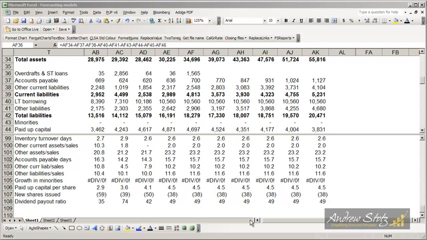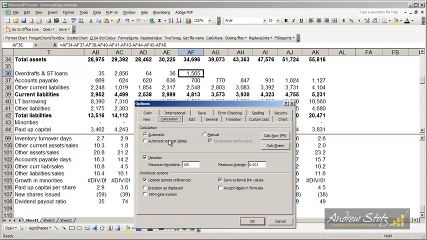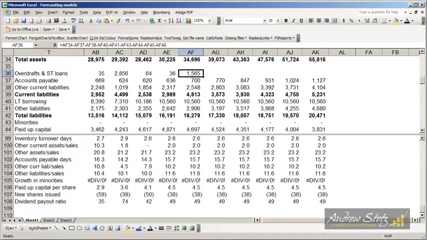And so you'd have to run through iterations in the profit and loss and balance sheet statement until you end up with the correct number. So that's the reason why you want to be using, again, calculations, automatic iterations, so you don't get circular references.